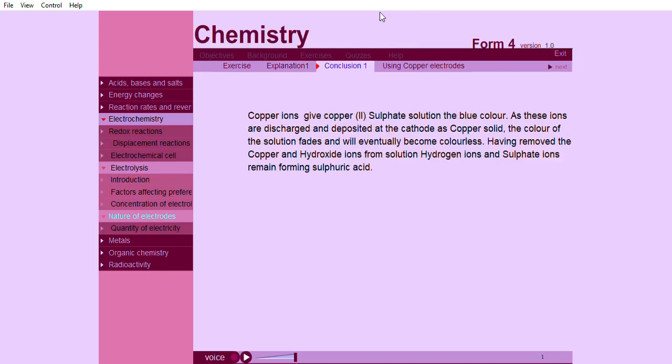Copper ions give copper(II) sulfate solution the blue color. As these ions are discharged and deposited at the cathode as copper solid, the color of the solution fades and will eventually become colorless. Having removed the copper and hydroxide ions from solution, hydrogen ions and sulfate ions remain, forming sulfuric acid.